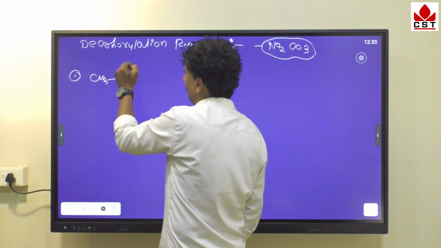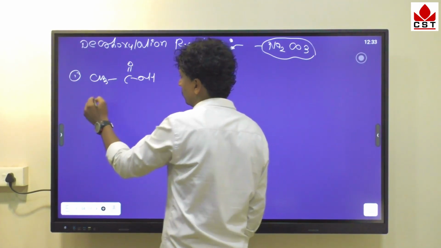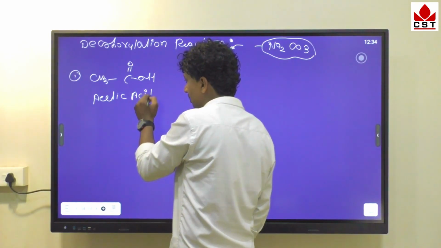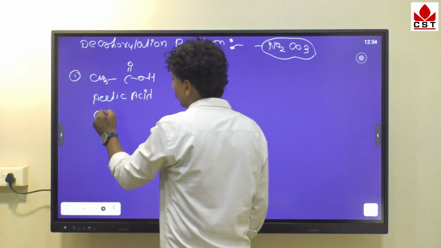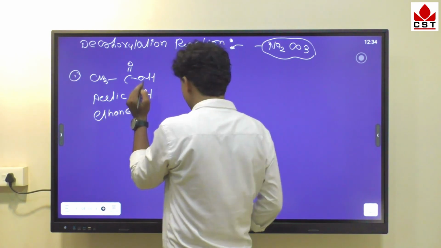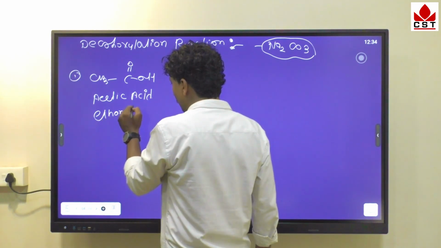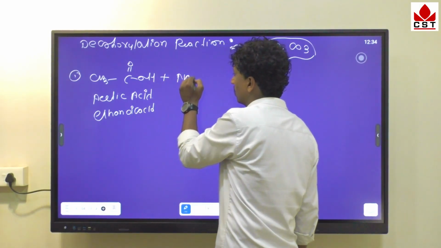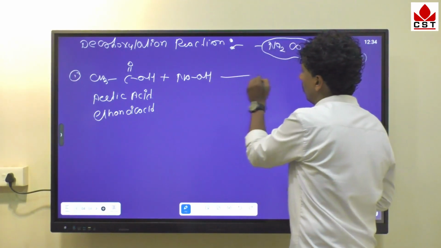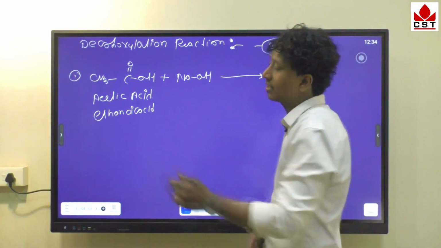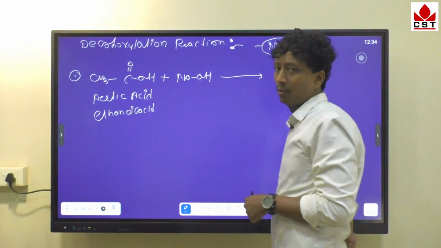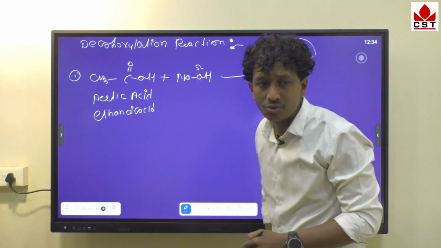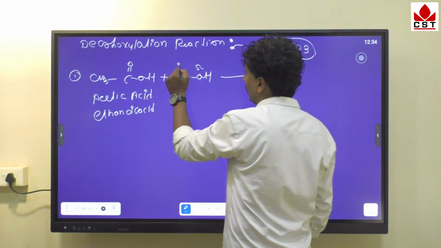There is CH3–C double bond O bond OH. The name of the reactant is acetic acid in the common name. In IUPAC, it is ethane with the replacement of the E of ethane by OIC acid, so the compound is called ethanoic acid. It is treated with sodium hydroxide. Oxygen contains a lone pair and carries a delta negative charge. Sodium is a metal and carries a delta positive charge.